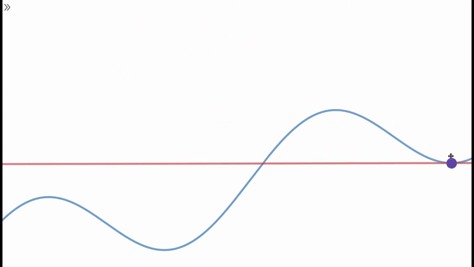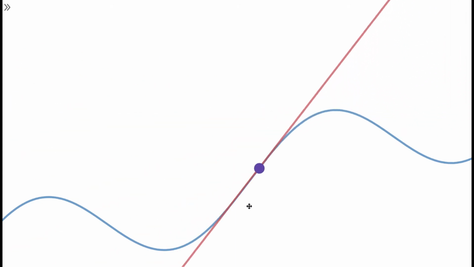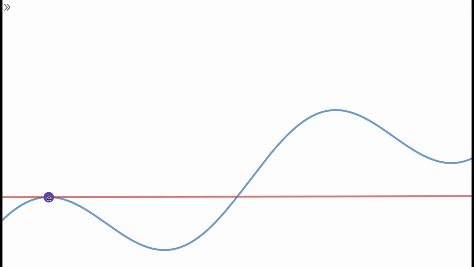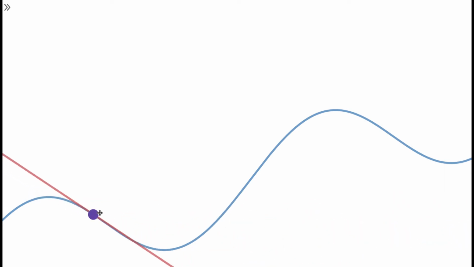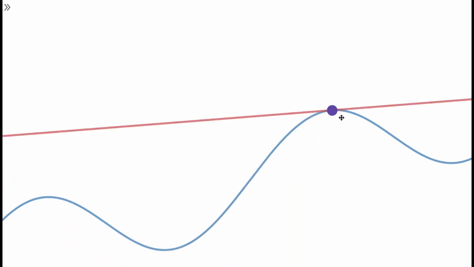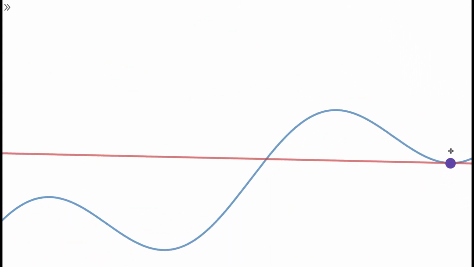In this case, there's 1, 2, 3, 4 stationary points in the section of the curve that we can see. And it's the x-coordinates of these points that we're wishing to find. The process we go through is to take the formula for this curve, differentiate it to find the gradient formula, and then set that equal to 0, and the solutions that we get will be the values of x for each of these stationary points.